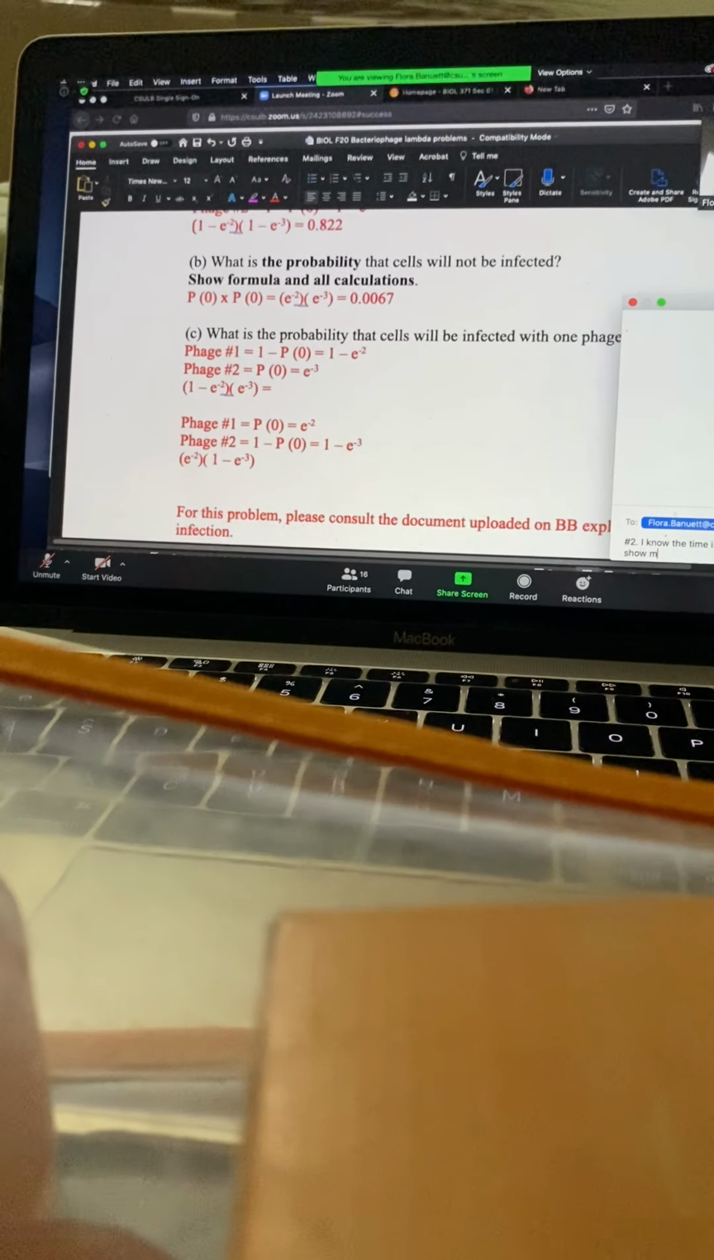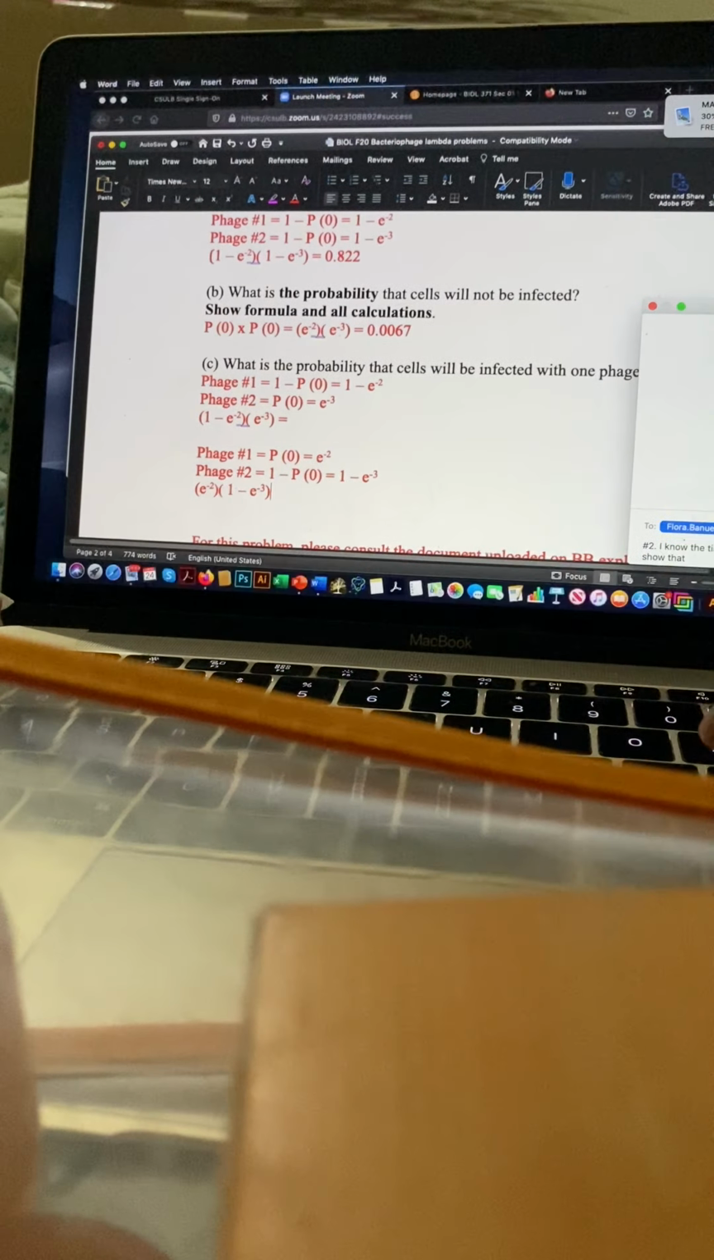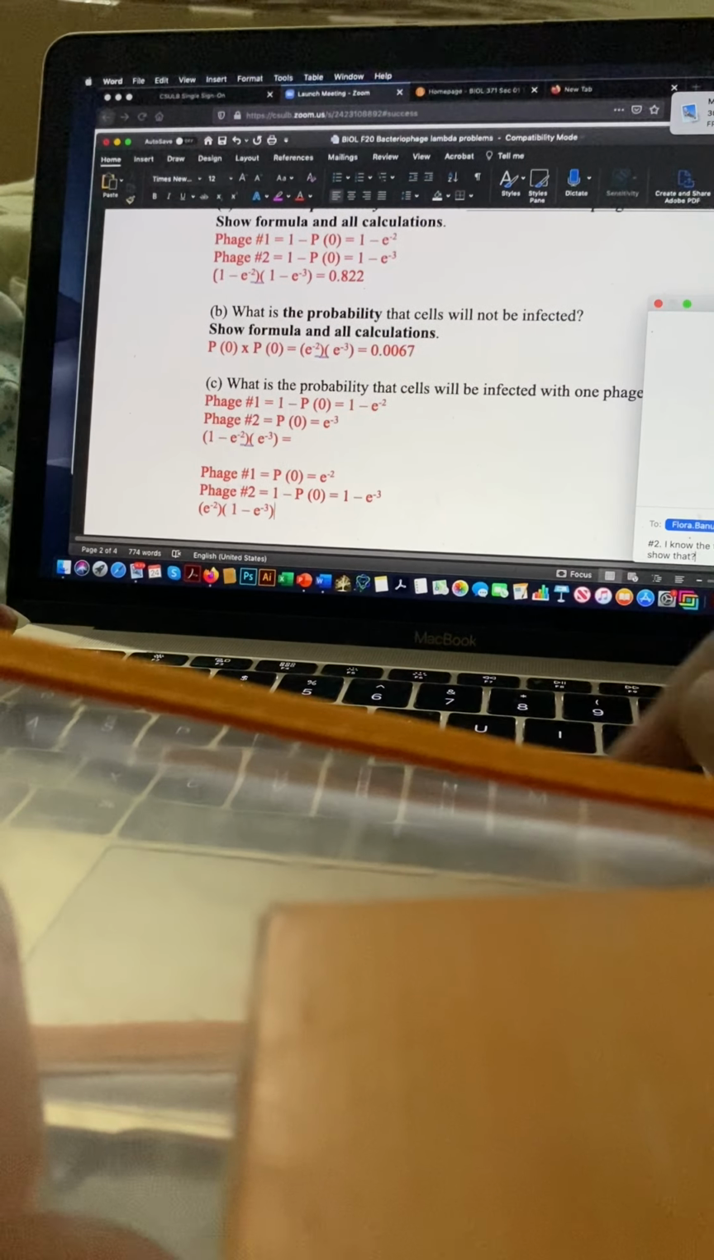Notice that this is not the same as this one because the MOIs are different. Okay, so this is the probability of infection with phage 1 but not with 2. Here is the probability of no infection with phage 1 and infection with phage 2. Is that clear? I think I have examples in the document provided of all of this.